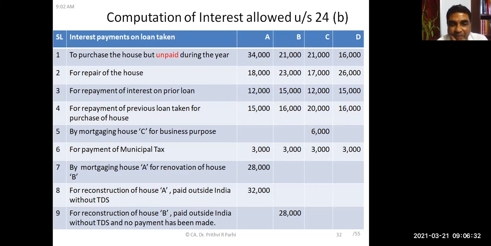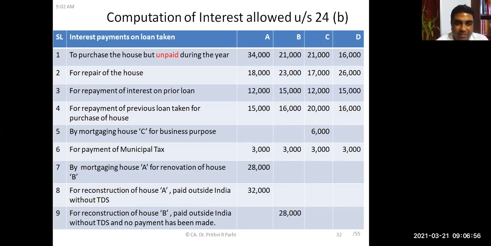Point 7. Can you read? By mortgaging house A for renovation of house B. That means for renovation of house B the loan is taken, but house A is mortgaged. So you have to decide for which house this interest will be allowed, A or B. A is mortgaged, but the loan is used for house B.